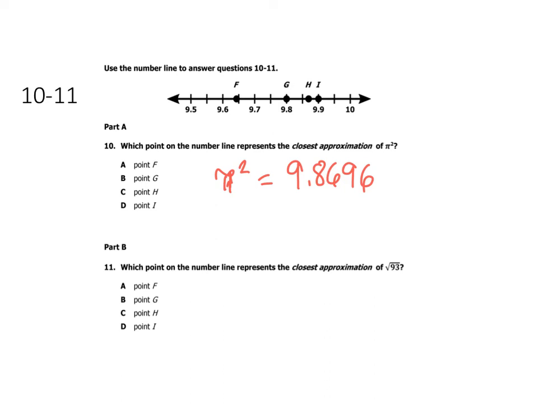So I'm looking at my number line. No, F is between 9.6 and 9.7, so that can't be the answer. G is right at 9.8, but my number is actually closer to 9.9, but not exactly 9.9, so my correct point is going to be H.